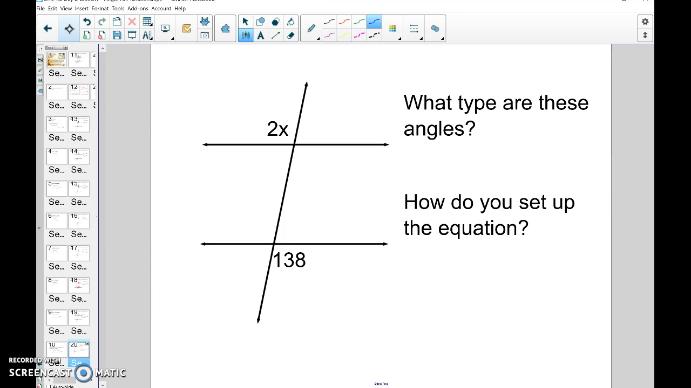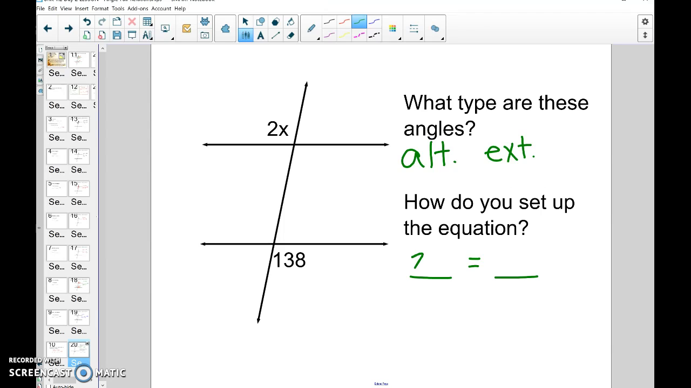So first of all, figure out what type these are, okay? Look at your note card. What are you thinking? Hopefully you've got an idea. Hopefully you're starting to get the hang of this. These are alternate exterior angles. Alternate exterior angles are congruent to each other, which means we start with that.